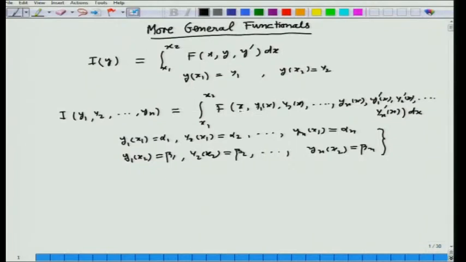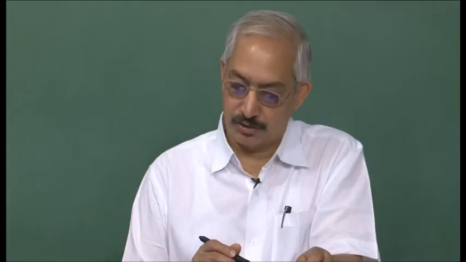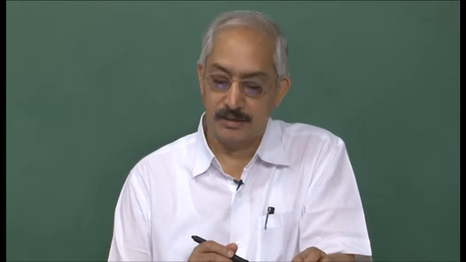Here x is the independent variable and these y1, y2, yn are functions of x, and the derivatives are appearing here: y1'(x), y2'(x), and so on to yn'(x). Here all these yi's are assumed to satisfy certain smoothness properties, so that this integral is well defined.